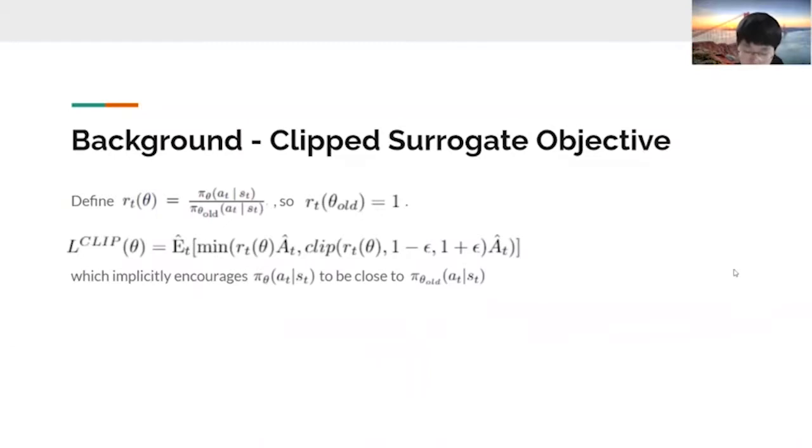To resolve those problems of policy gradient and TRPO algorithm, the proximal policy optimization paper suggests two proximal policy optimization algorithms, which are clip surrogate objective and adaptive KL penalty coefficient. Clip surrogate objective uses clipping to implicitly encourage this r_t value to be close to 1. This r_t value is 1 when the old and new policy are the same. So the clipping leads to a small change of the policy, which is exactly what we want.